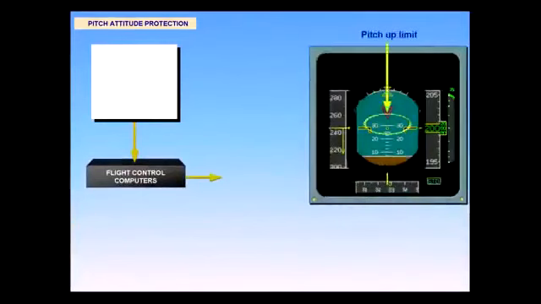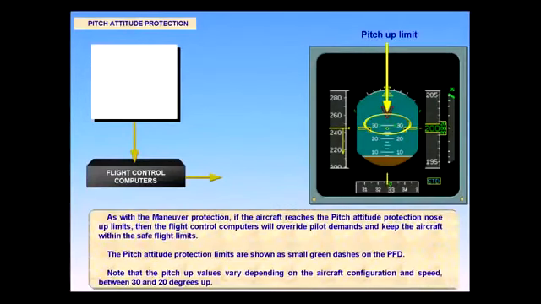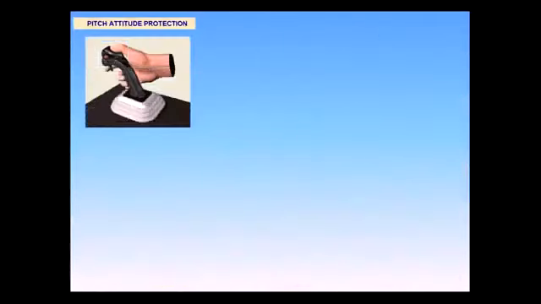As with the maneuver protection, if the aircraft reaches the pitch attitude protection nose-up limits, then the flight control computers will override pilot demands and keep the aircraft within the safe flight limits. The pitch attitude protection limits are shown as small green dashes on the PFD. Note that the pitch-up values vary, depending on the aircraft configuration and speed, between 30 and 20 degrees up. In the nose-down case, the computers will limit the nose-down attitude at 15 degrees.